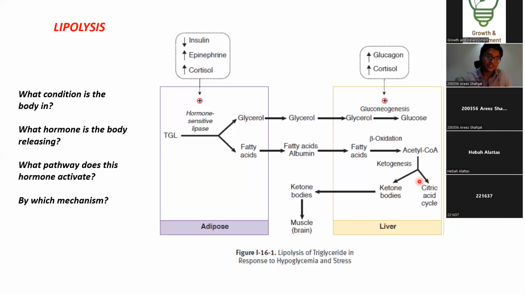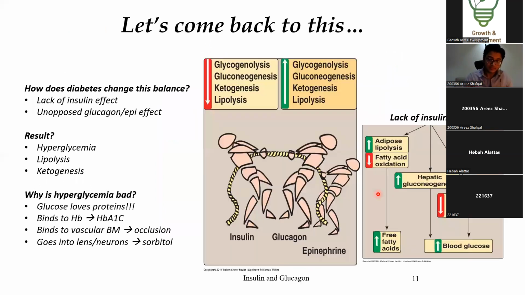So by the brain switching to ketone bodies, it's sparing that little bit of glucose you have for the red blood cell. We'll discuss this in more detail. But now I hope this pathway, this diagram that we discussed earlier, makes more sense to you. Now you guys should understand what happens in diabetes.